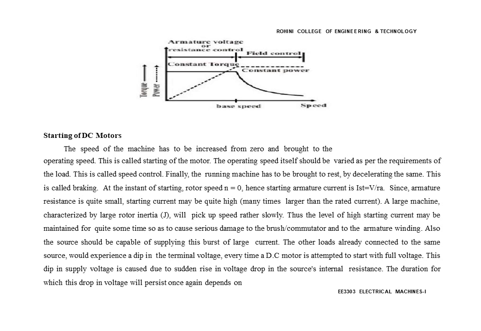Also, the source should be capable of supplying this burst of large current. Other loads already connected to the same source would experience a dip in the terminal voltage every time a DC motor attempts to start with full voltage, caused by the sudden rise in the voltage drop in the source internal resistance.